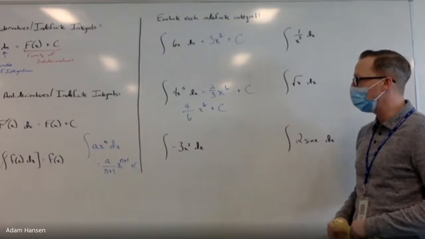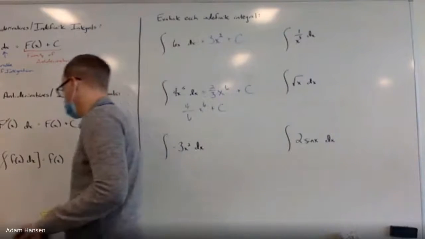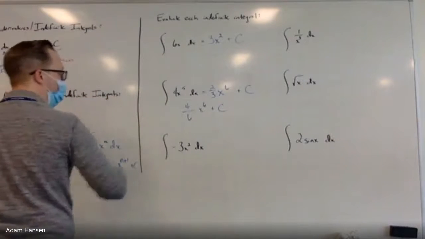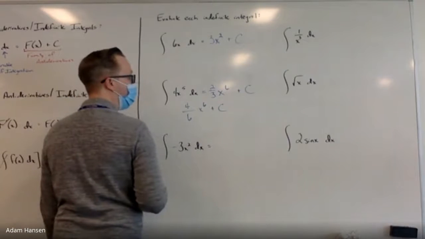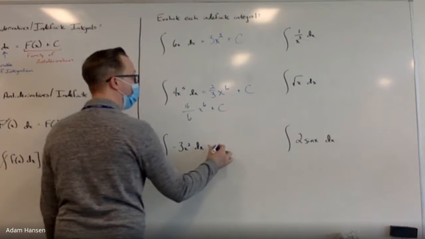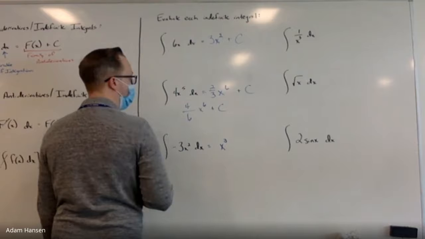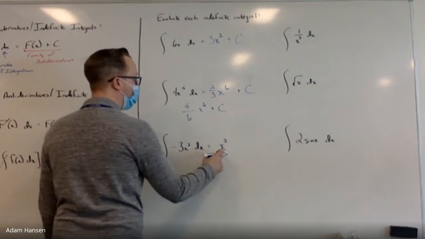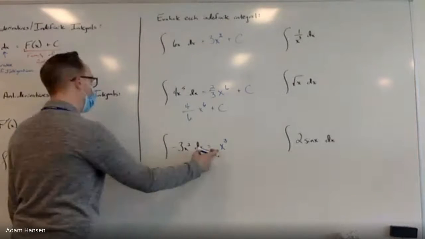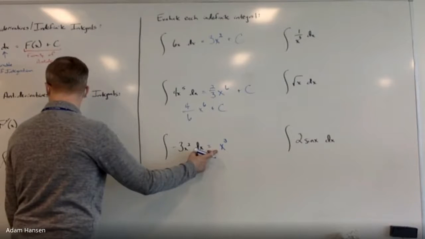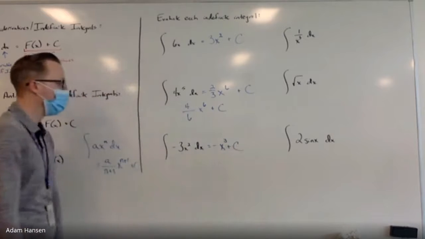Now let's see here. Try negative 3x squared. We're all a little bit different. This is our first one with negatives. It's in terms of x to what power? X to the 3rd. Well, the derivative of x to the 3rd is 3x squared. I want negative 3x squared. So what coefficient needs to be out in front? Negative x cubed plus c.